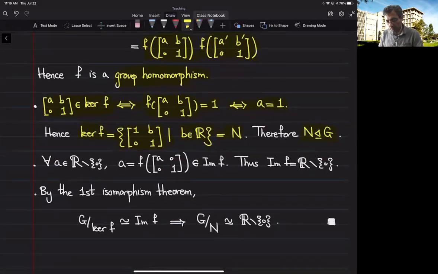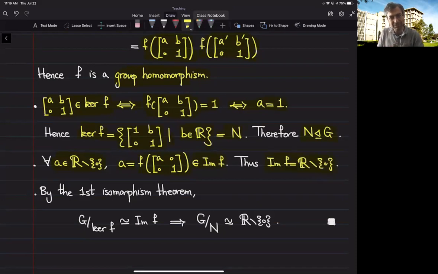Okay, so we understand the kernel of this homomorphism. How about its image? I give you an arbitrary non-zero real number. You just pick this diagonal matrix, and F of this diagonal matrix is the 1-1 entry, and that is A. That means every non-zero real number is in the image of F. So the image of F is the entire set of non-zero real numbers.